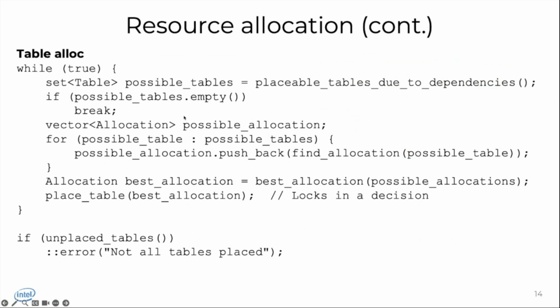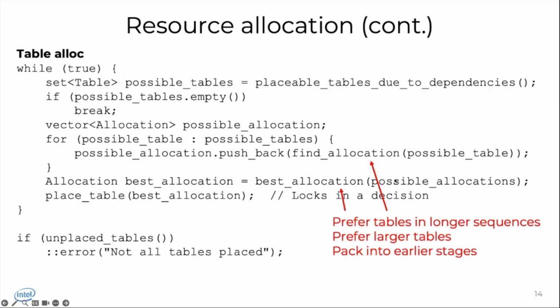If we don't have any, we stop. Otherwise, we iterate through those tables, and we try to find an allocation for each of those tables. And we record what each of those allocations is, and then we choose the best allocation and place it. Sorry, when I say we choose the best allocation, we choose the one table that has scored the highest, and we commit that. Then we repeat that process over and over until hopefully all of the tables are placed. And of course, if we have unplaced tables, then we fail.